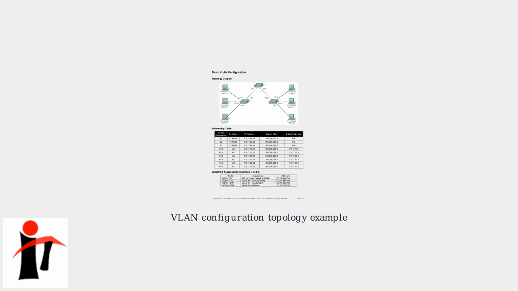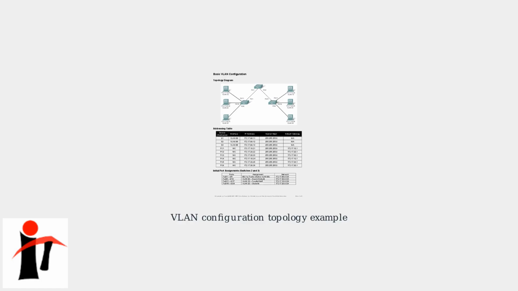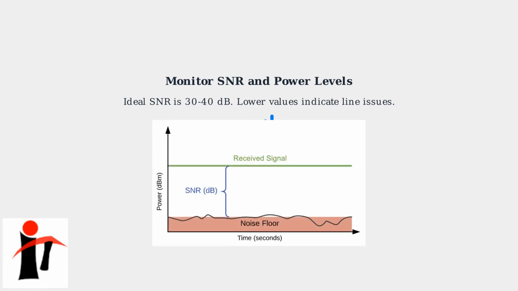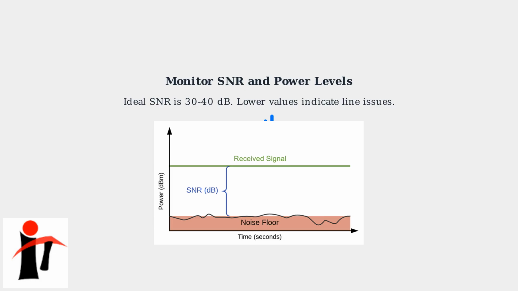For advanced troubleshooting, access your modem's web interface, usually at 192.168.100.1. Monitor the SNR, signal-to-noise ratio, and power levels. Ideal SNR is 30 to 40 dB. Lower values indicate line issues. This graph shows typical SNR readings in the modem interface.